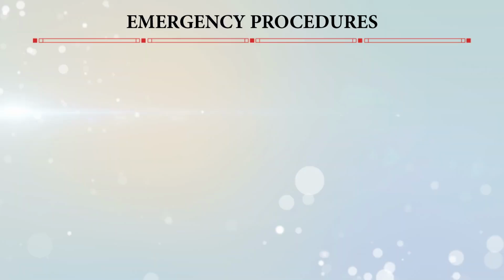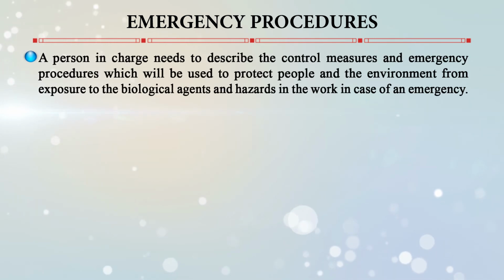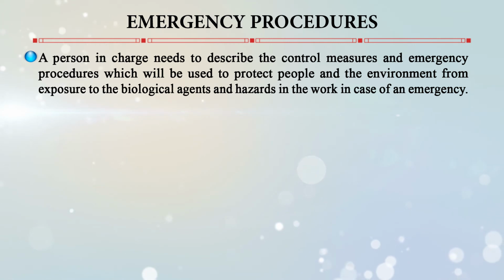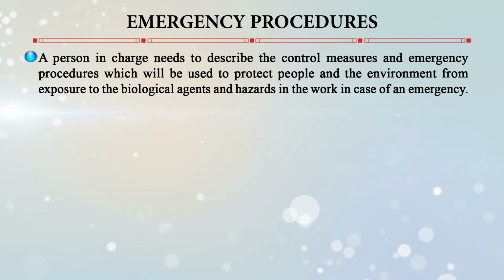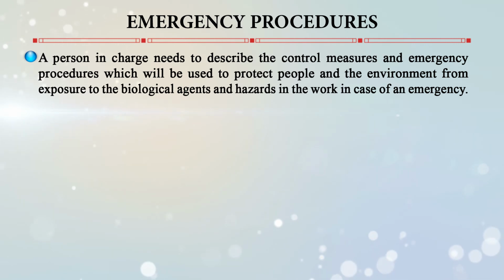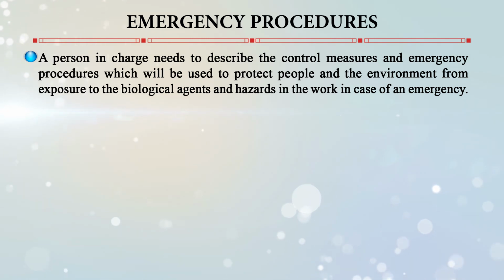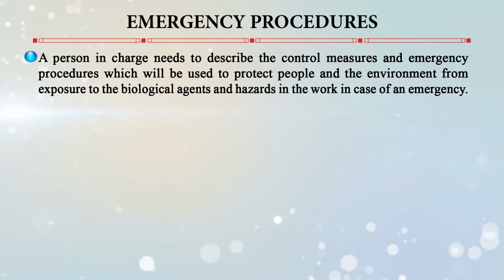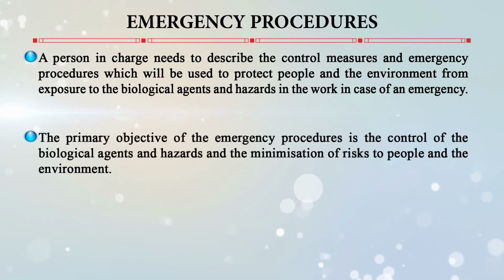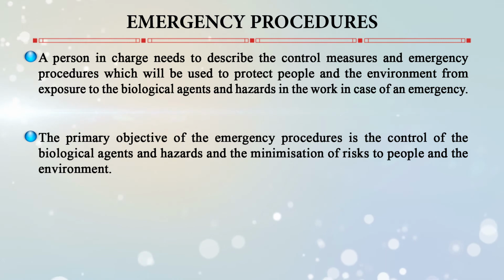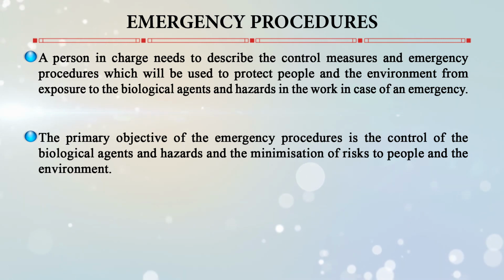Emergency procedures. The person who is in charge in the workplace, in the hospital or industries, needs to describe the control measure and the emergency procedures that will be used to protect the people and the environment from exposure to the biological agents and hazards in case of an emergency, and also needs to be informed immediately in case of an emergency. The primary objective of the emergency procedures is the control of the biological agents and hazards and the minimization of risk to people and the environment.